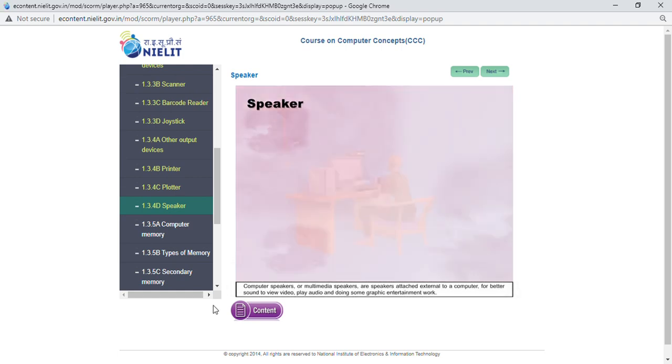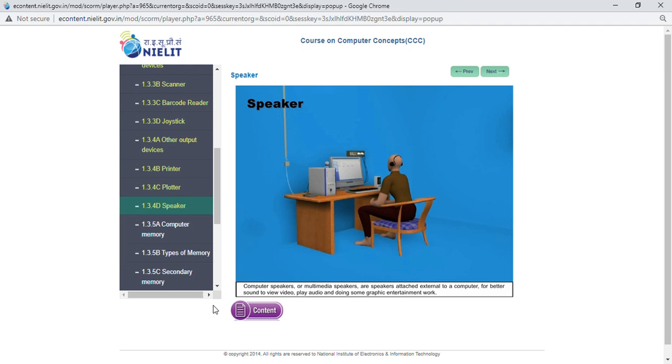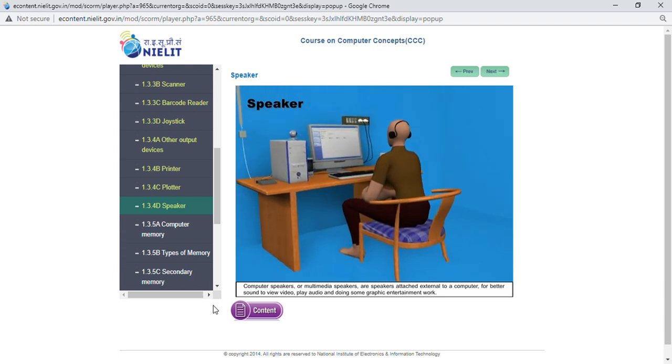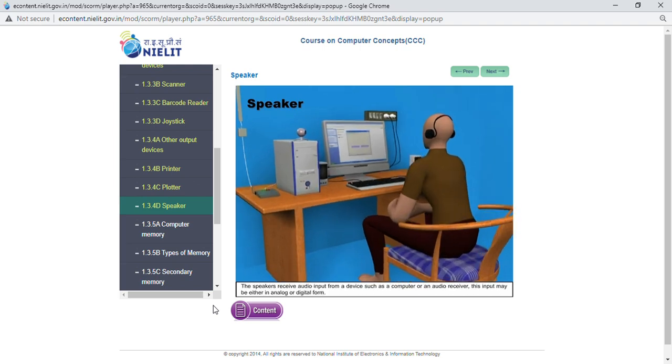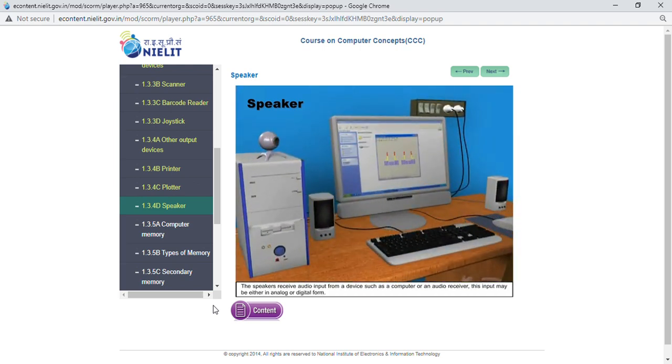Speaker. Computer speakers or multimedia speakers are speakers attached external to a computer for better sound to view video, play audio, and doing some graphic entertainment work. The speakers receive audio input from a device such as a computer or an audio receiver. This input may be either in analog or digital form.